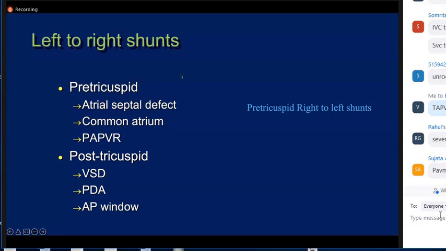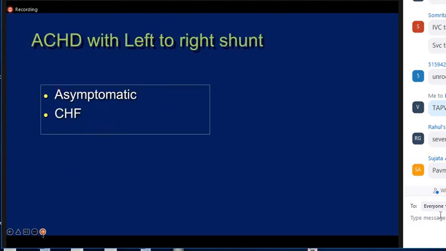Normal QP/QS means the amount of blood flow across the pulmonary wall is equal to the amount of blood flow across the aortic wall. So QP by QS is normal in case of pulmonary AVM, but still you will have a right to left shunt across the distal peripheral pulmonary vascular bed. So that is not considered a pretricuspid shunt. However, we can proceed with the subsequent slides.